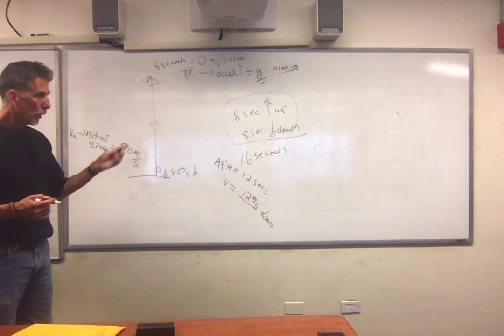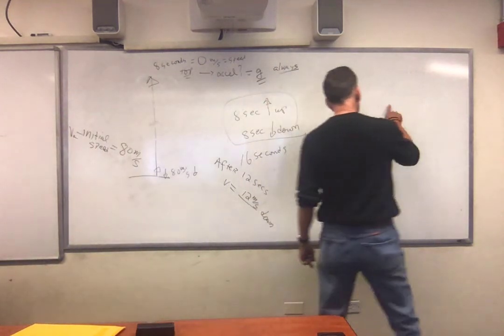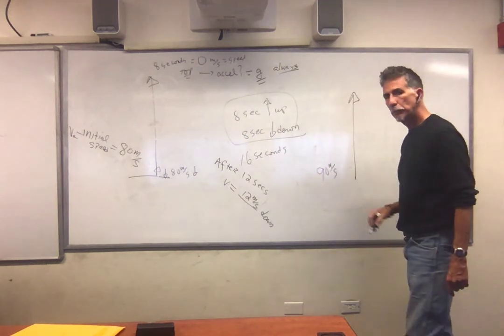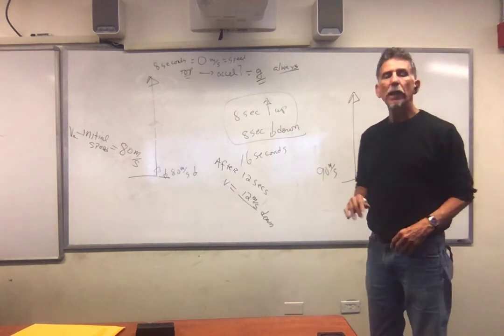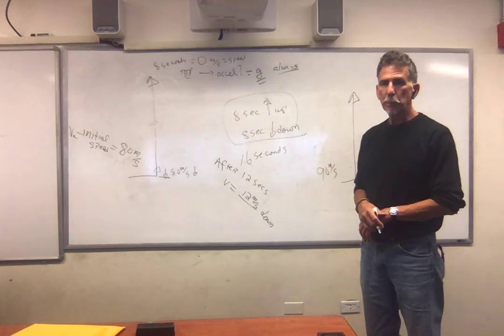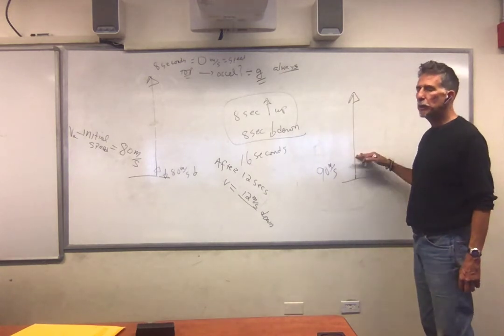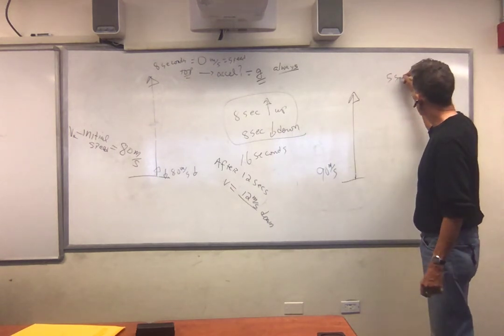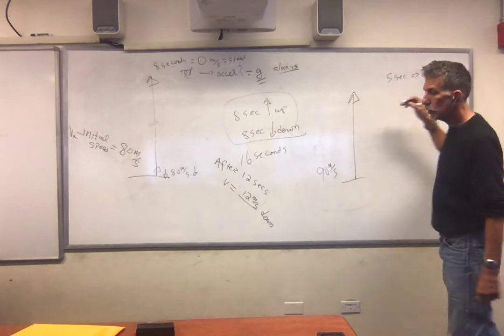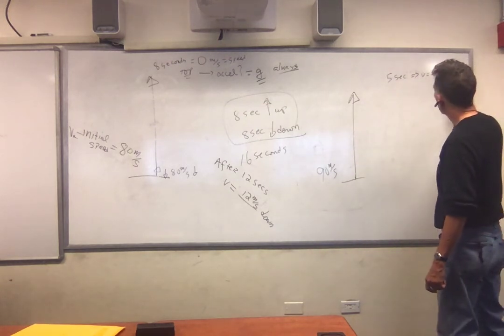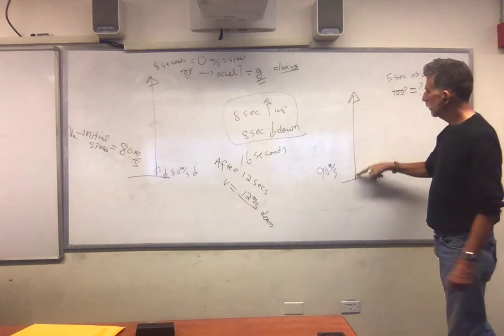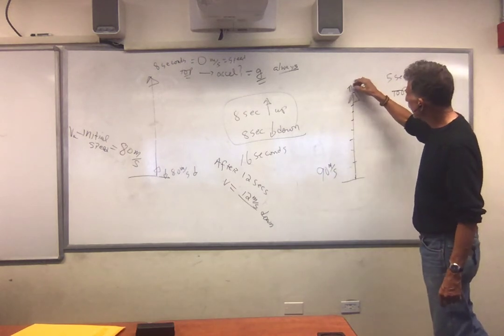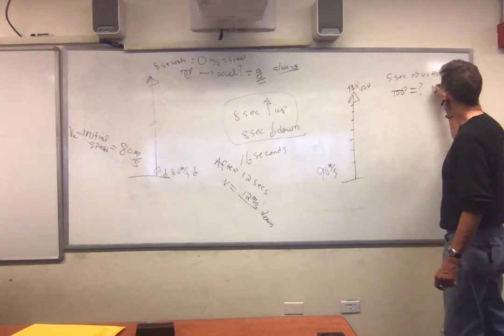Okay? Let's do another example. Same problem. Now I'm throwing something up at 90 meters per second. What's the speed after 5 seconds? Well, every second, the speed is decreasing by 10 meters per second. So in 5 seconds, what's the speed? 40 meters per second. How long to get to the top? Every second, it's decreasing by 10 meters per second. And at the top, we know V equals 0, so it takes 9 seconds.